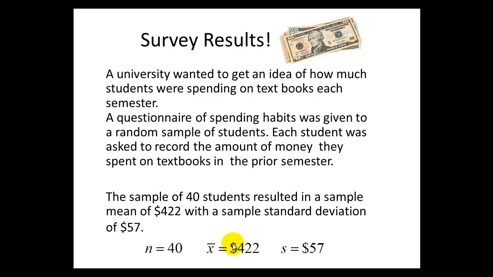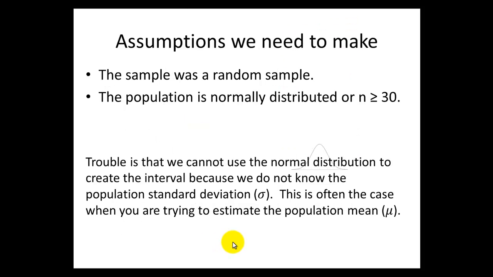point estimate. The assumptions we need to make in order to do this is that our sample was a simple random sample, and in our case it was. Also, we want to be able to assume the population is normally distributed, or we have more than 30 in our sample. We're not sure if our population is normally distributed, but we certainly do have more than 30 in our sample. Our sample contained 40.